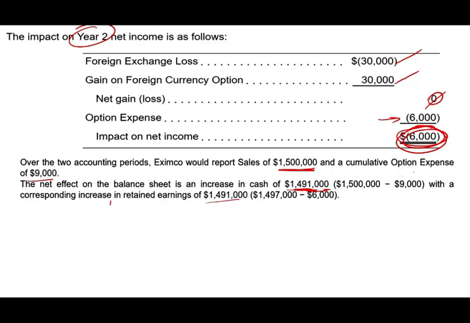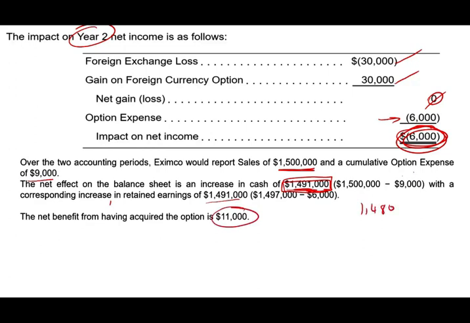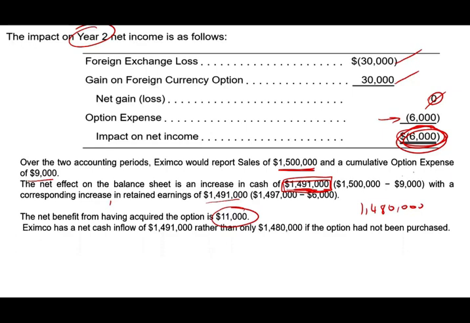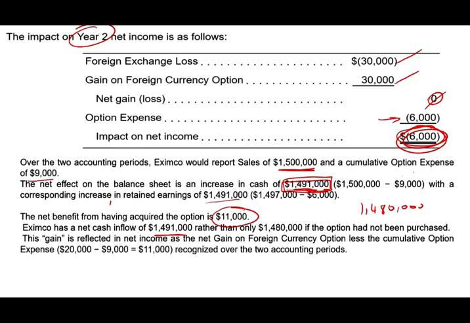You remember what I told you from the get-go? The minimum we would receive is this much, and we did receive the minimum. It's possible we could receive more. We're going to see. But the point is we will not receive less than 1,491,000. Okay, the net benefit from acquiring this option is 11,000. Why is the net benefit 11,000? If we were not protected, we would have received 1,480,000. Because we had protection, we received 1,491,000. Therefore, the net benefit is 11,000. We received 11,000 more than if we did not have any protection, which is good. So the gain is reflected in net income.